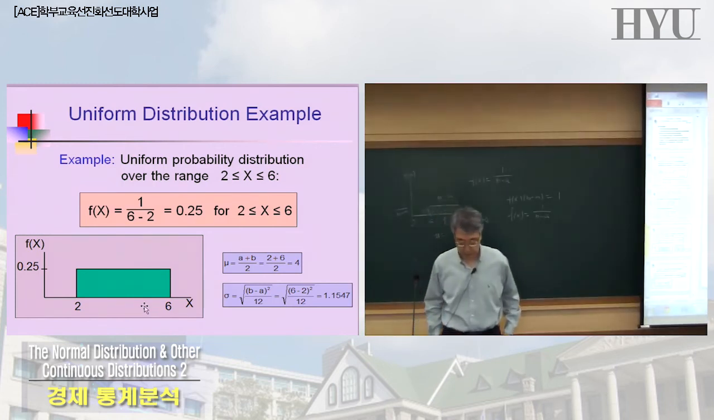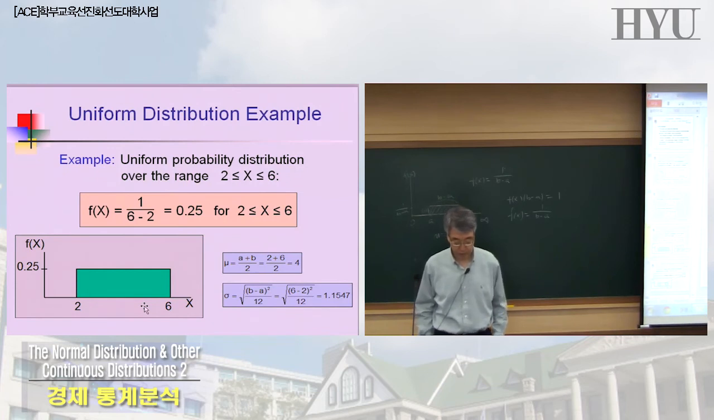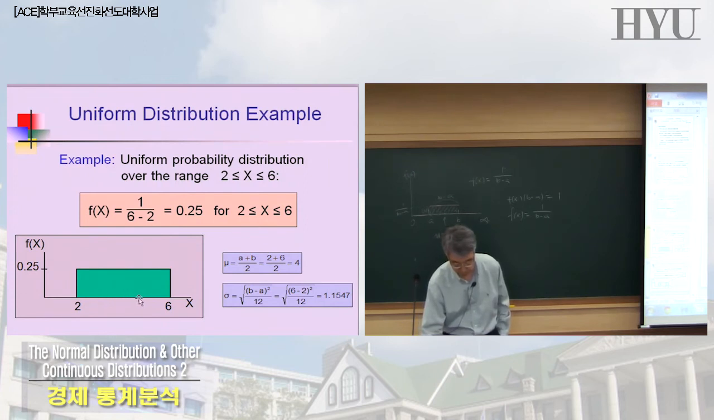So here's a particular uniform distribution with the range from 2 to 6. And then we can easily calculate the probability density function as 1 divided by 6 minus 2, which is 0.25 or 1/4. So there's the graph of this particular uniform distribution. The mean value is 4, standard deviation is 1.1547. You can quickly calculate that, right?